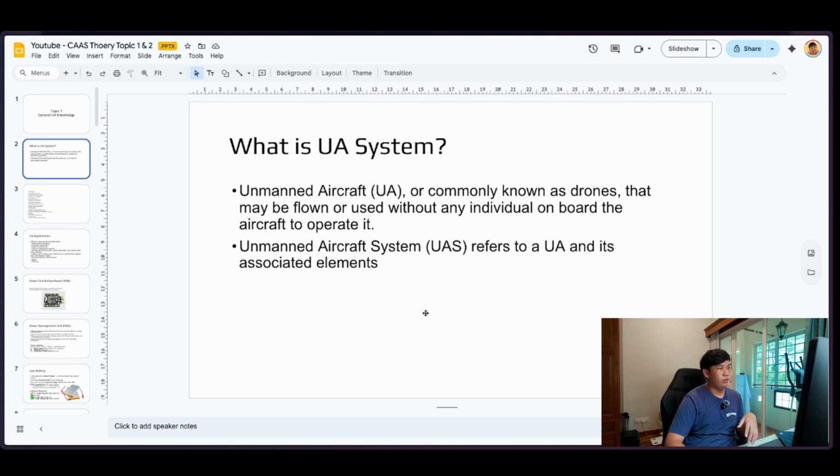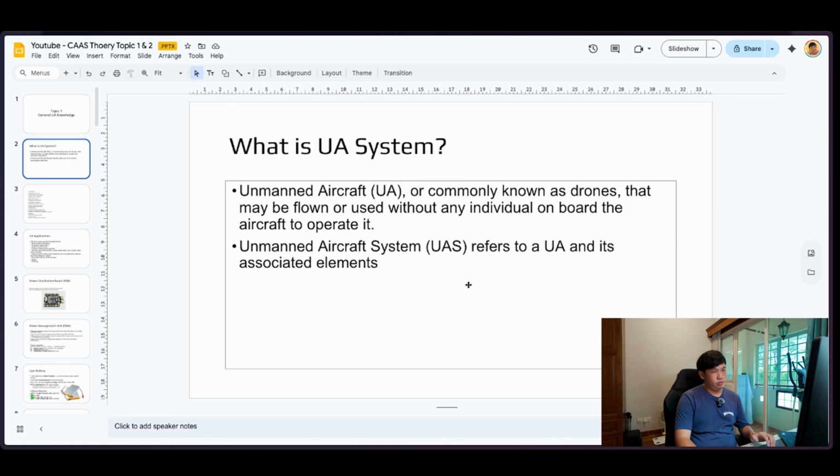So what's a UA? A UA is an unmanned aircraft, commonly known as drones, that is flown or used without any individual on board. You don't need to be inside the plane or inside the UA to operate it. And the UA system, UAS, refers to the UA and its associated elements like the controllers, etc.